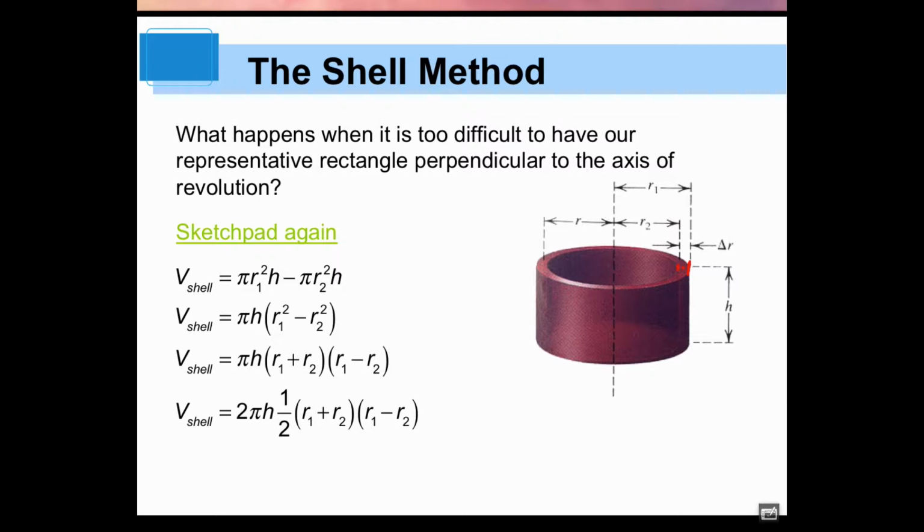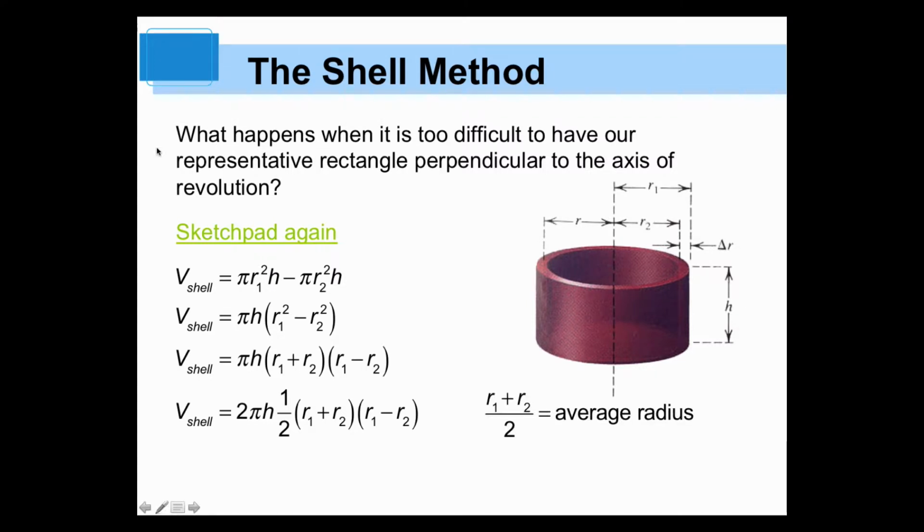Second line, I did some algebra. I factored out the common factor of pi h, and I'm left with r1 squared minus r2 squared. That's a difference of perfect squares, so you can factor that: the square root of the first minus the square root of the second, times the square root of the first plus the square root of the second, and got to the third line. Then I did some manipulations here. Well, I cheated. I wanted a 2 there, so I had to put a half there. Regardless, I made those two numbers magically appear. You'll see on the next slide why I need those two numbers.